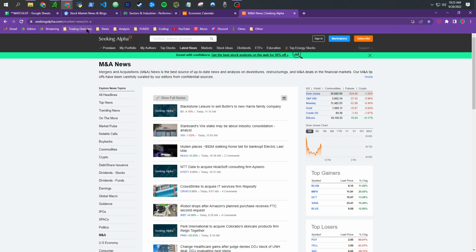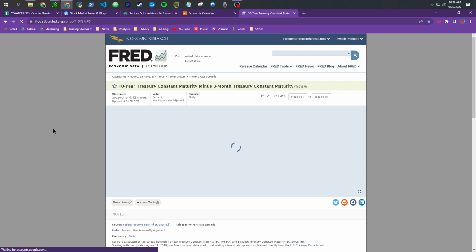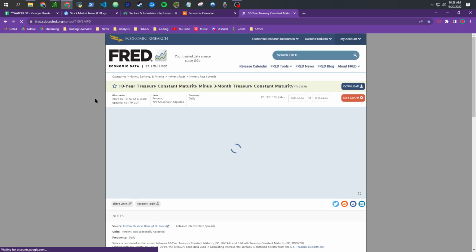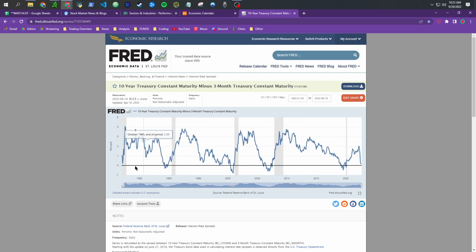Other than that, there's the 10-year 3-month spread, which I track as a recession indicator. That hasn't inverted; it's getting close, but I actually track that one every day. It's a pretty good indicator over the long term of whether we're going to have a recession. You can see the bold black line is the point of inversion, and since, what is this, 1982, every time it inverted, we had a recession, looks like within the next 2 years.